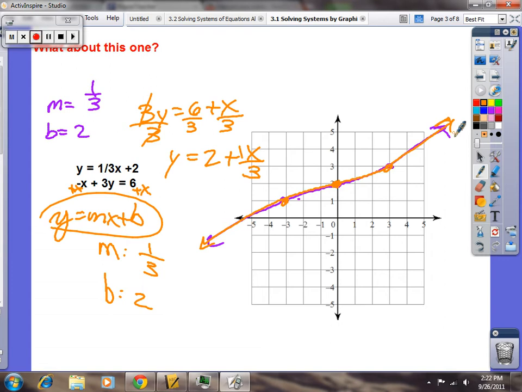And your answer is where they touch, what they have in common. So Caitlin, what do they have in common? They have everything. So your answer is infinitely many solutions.